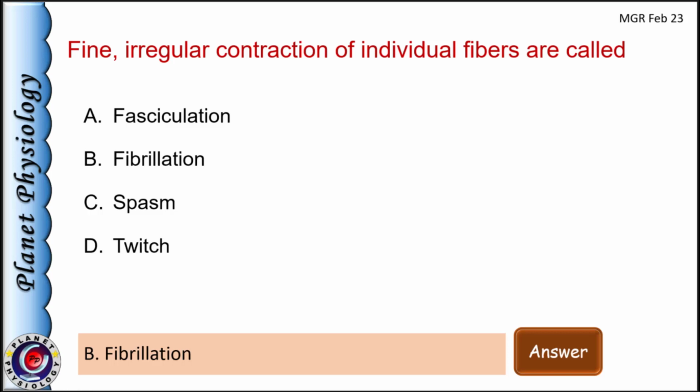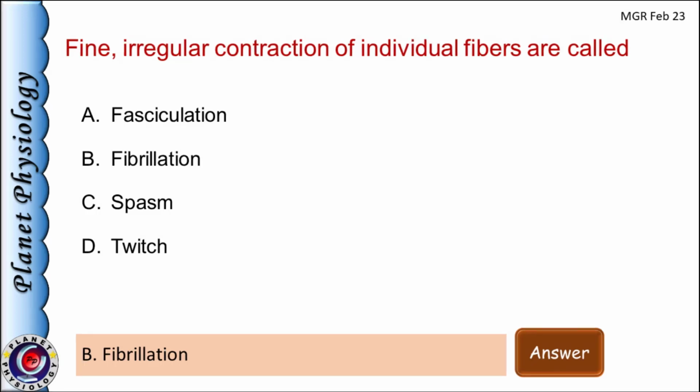Let us see the meaning of other terms as well. Fasciculations are visible contractions of group of muscle fibers that occur as a result of pathological discharge of spinal motor neurons. Spasm is an abrupt, violent, involuntary contraction of the muscle or the group of muscles. When a single action potential causes brief contraction followed by relaxation of the muscle, this response is known as muscle twitch. Next question.